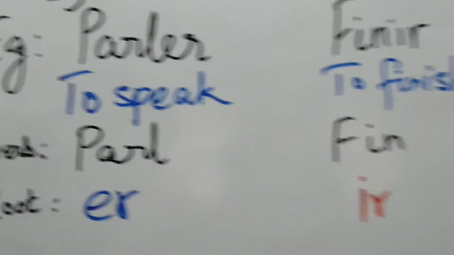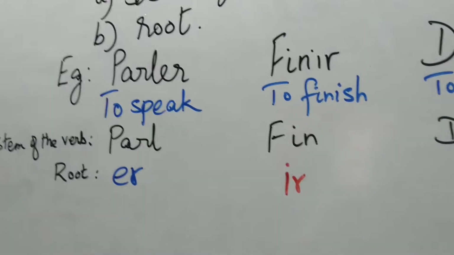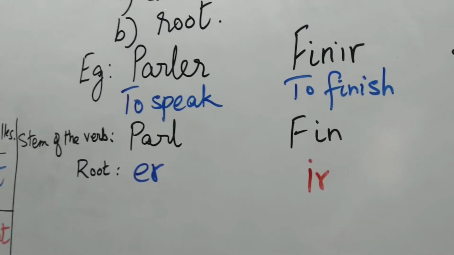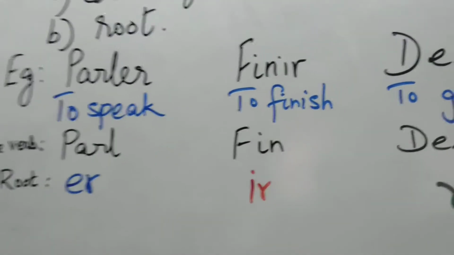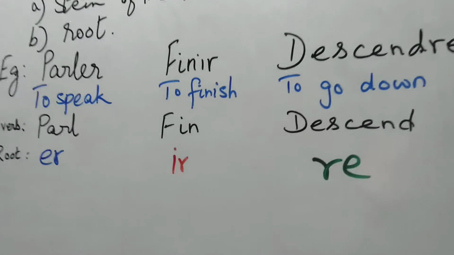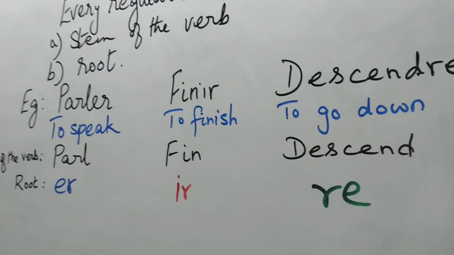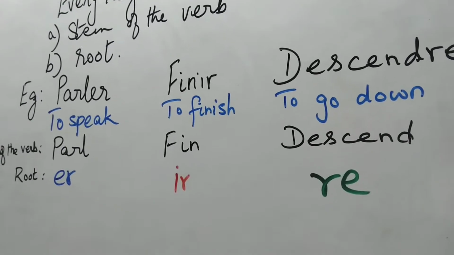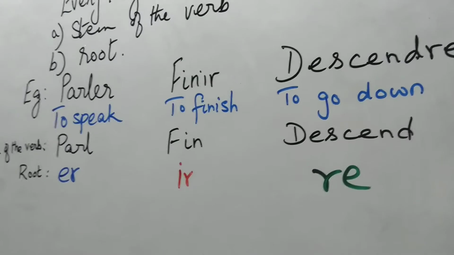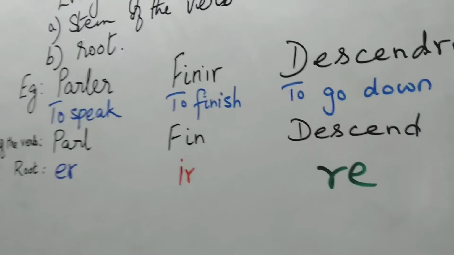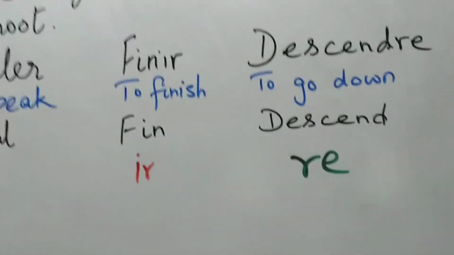If you take a regular IR verb, finir, then FIN is the stem of the verb, IR is the root of the verb, and finir by itself will mean to finish. If you take the regular RE verb, descendre, which means to go down or to get down, the stem of the verb will be DESCEND and the root is RE. So now I suppose you know how to separate the stem of the verb from the root of the verb.